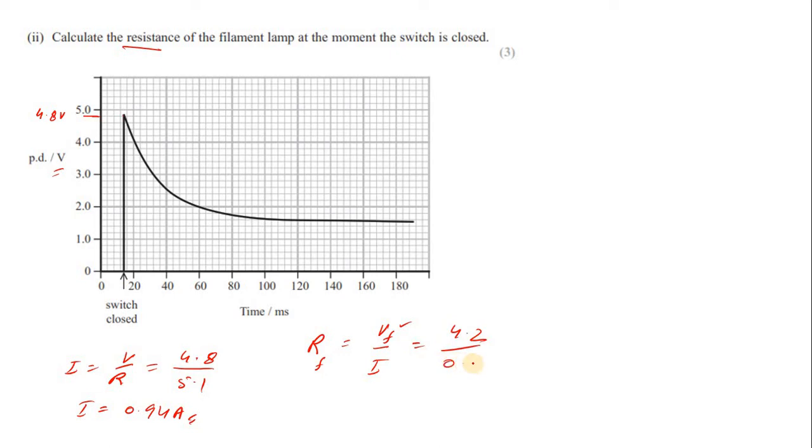So VF is 4.2 divided by 0.94, and the resistance of the filament lamp, RF, will be equal to 4.46 ohm, or you round it off to 4.5. So the resistance of the filament is 4.5 ohm.